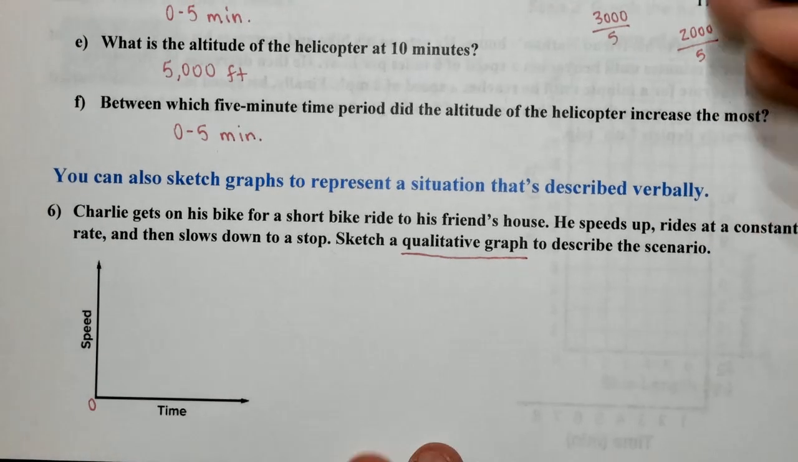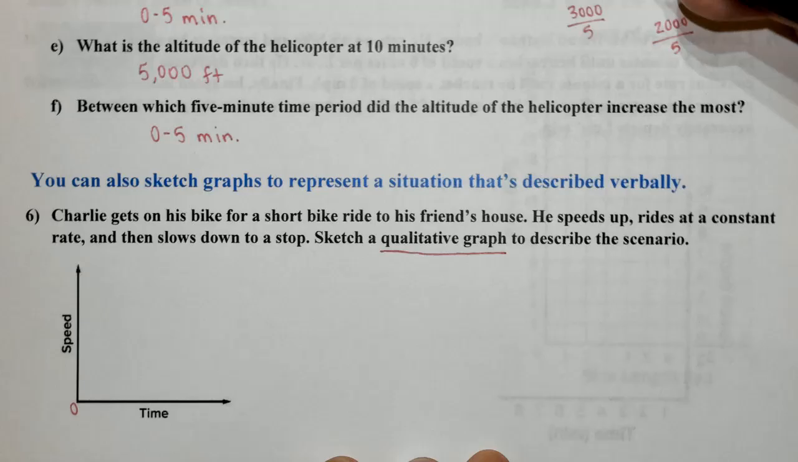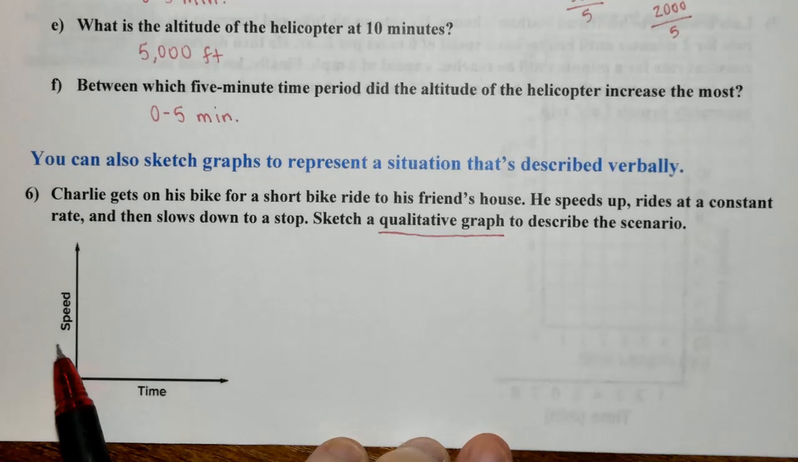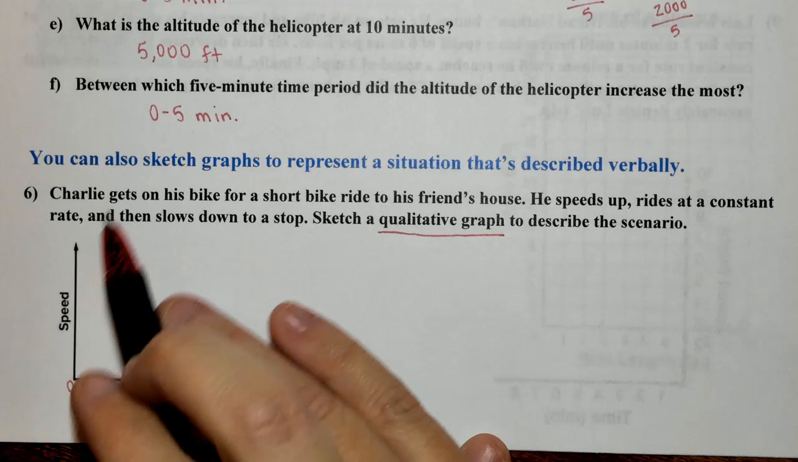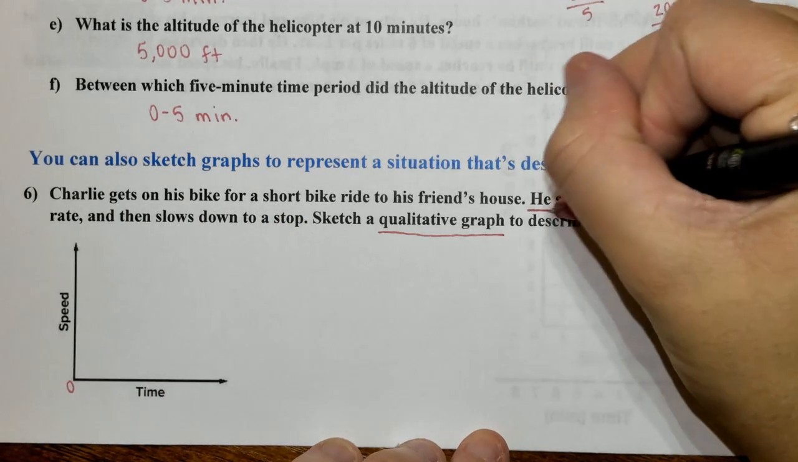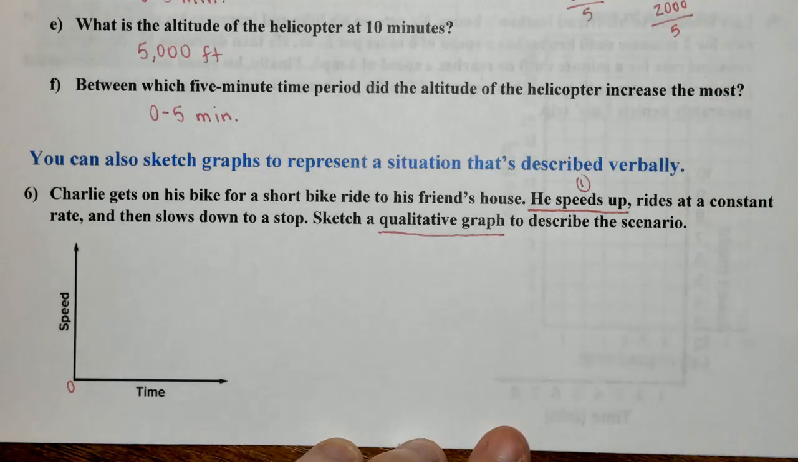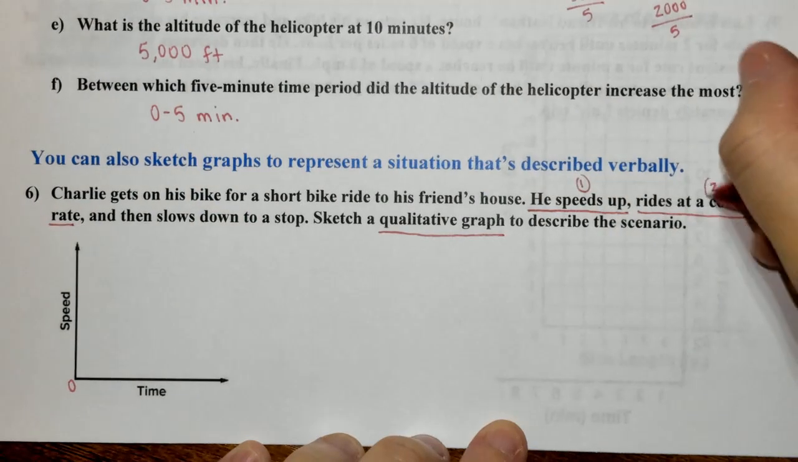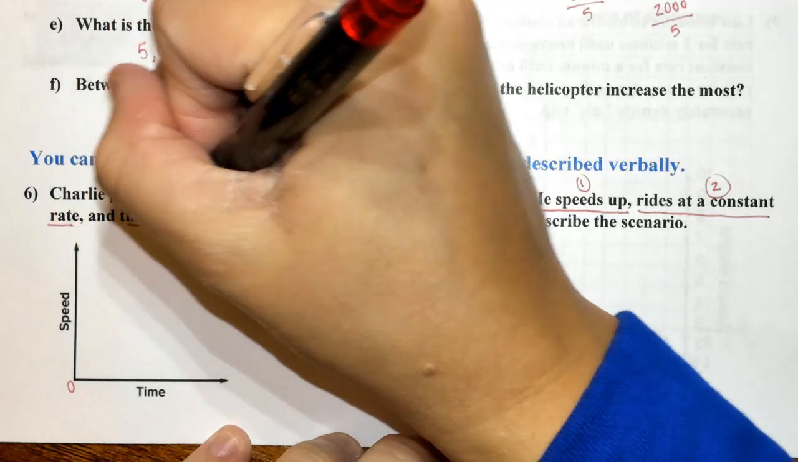Okay, now I'm going to go back to the problem. I'm going to reread all of the things that are happening to speed, because I'm looking at speed over time. So Charlie gets on his bike for a short bike ride to his friend's house. He speeds up. That's the first thing that's happening. He rides at a constant rate. That is the second thing happening. And then he slows down to a stop. That's our third thing happening.